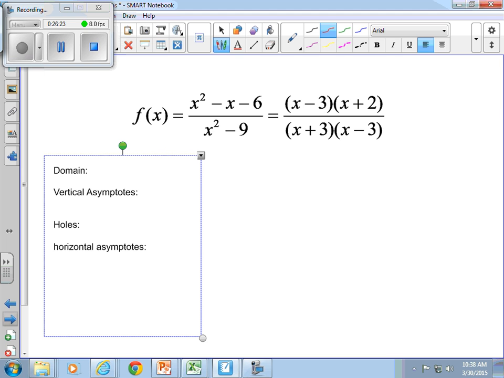Just to save us time, I factored it for you. You will have to factor it on your very own. But I went ahead and factored this just to speed it up a little bit. So I'm going to start with domain. What am I going to ask myself with domain?